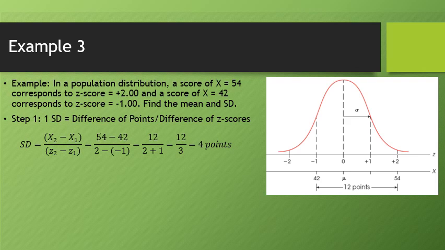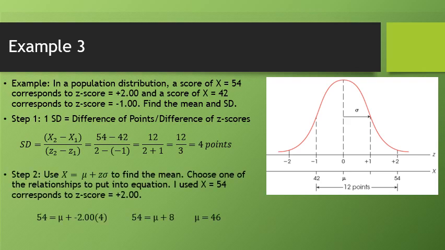And you can look at the graph on the right and see where we plotted it. The z-scores are plotted, the x-scores are plotted right below it. So if we use the equation I gave you, plugged in 54 minus 42 over 2 minus -1, and remember if you subtract a negative that becomes a positive, we get 4 points. And then if you look at the graph again, you can see those 12 points is distributed over 3 standard deviations, and we want to know one standard deviation. So again, that's where it comes from. 12 points divided by 3 equals 4 points per standard deviation.